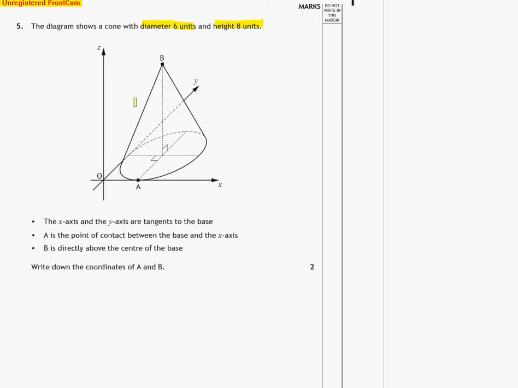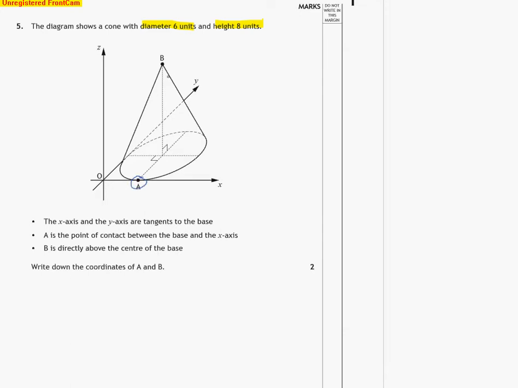Again, people that do these papers, they get paid a lot of money because they're very good, and everything they show is for a reason. Okay, they're not wasting their time. So they've done this deliberately to give you as much information as possible. All right. So write down the coordinates of A and B. So first of all, where are A and B?